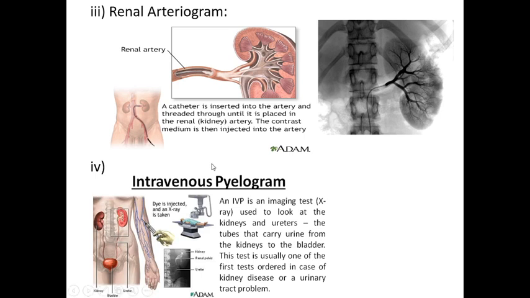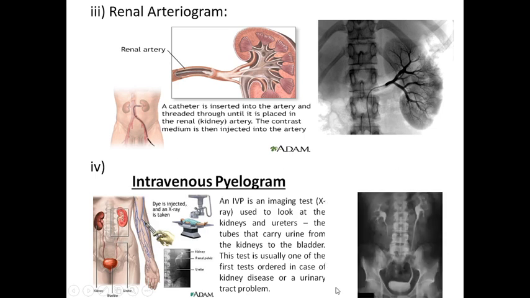Next investigation you do is called intravenous pyelogram. Intravenous pyelogram is also a contrast X-ray. You inject the contrast medium and then you do an X-ray. So it is a contrast X-ray taken to see the structures of the urinary system.